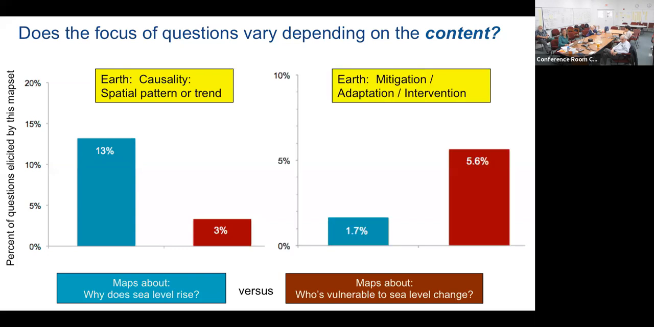On the other hand, if you're more interested in Earth mitigation, adaptation, intervention, maps about who's vulnerable to sea level change were more likely to bring forth that.